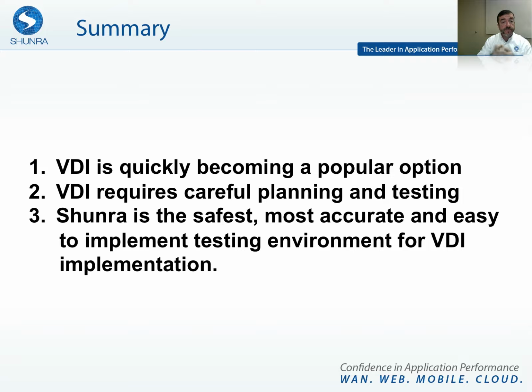So to summarize, VDI is becoming very quickly a very popular option. It requires very careful planning and testing. And because it requires careful planning and testing, Shunra is the safest, most accurate, and easy to implement testing environment for VDI implementation. Why? Because we allow you to create a parallel environment, not in your production, but quasi-production, that will replicate the exact behavior of your production network.